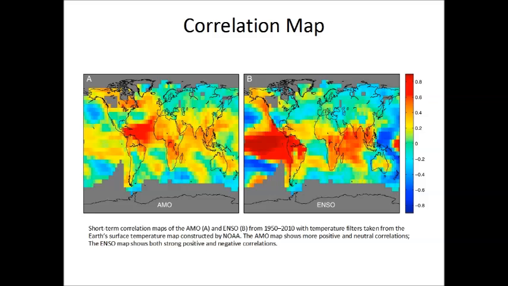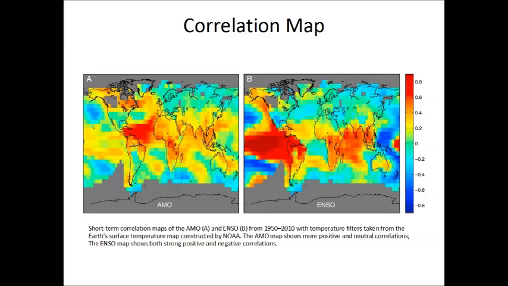This image shows the decadal correlations of the AMO and ENSO surface temperature maps with the NOAA Global Temperature Anomaly map. For the purposes of this paper, only the land surface temperatures are used in the correlation analysis. This map, however, includes both land and ocean surface temperatures because of the strong correlation between the AMO and Atlantic temperatures, and the ENSO and equatorial Pacific and Indian Ocean temperatures.